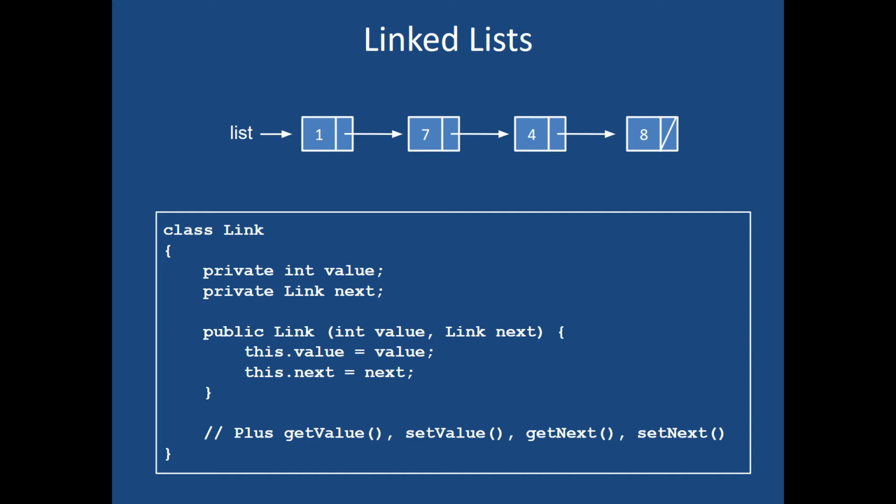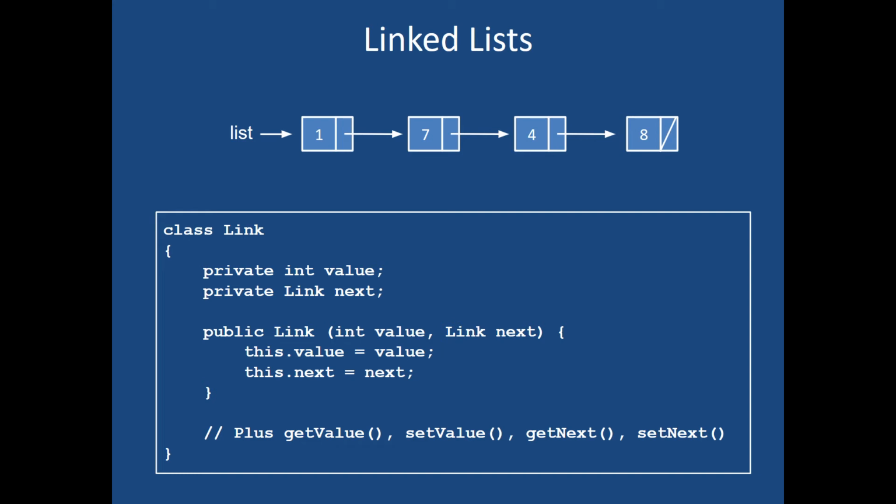If you need to insert between the 7 and the 4, for example, you don't have to do any copying. You just splice in a new element, and I'll show you how that's done. On the other hand, linked lists are terrible sometimes as well. When are they terrible compared to arrays?